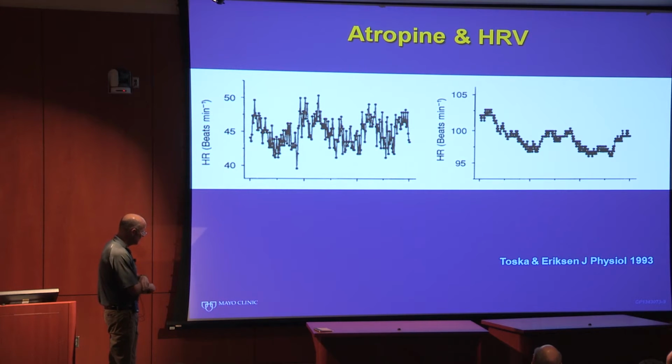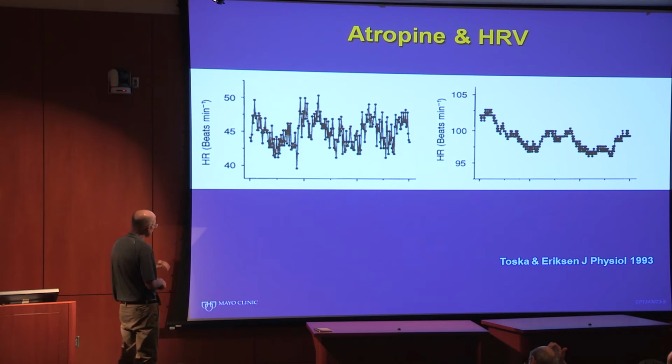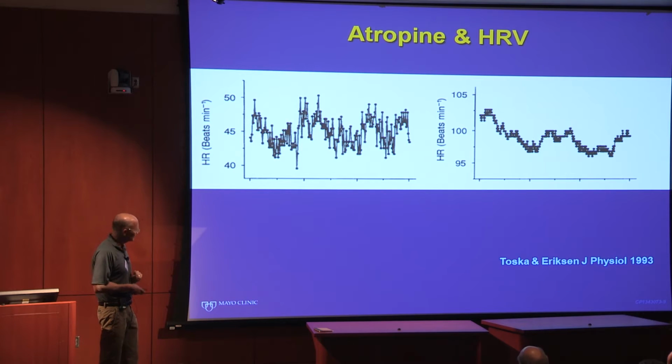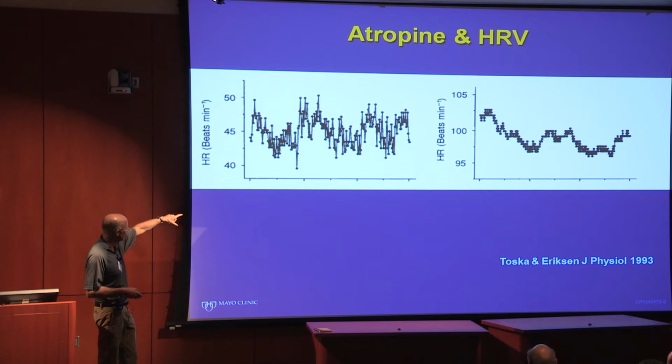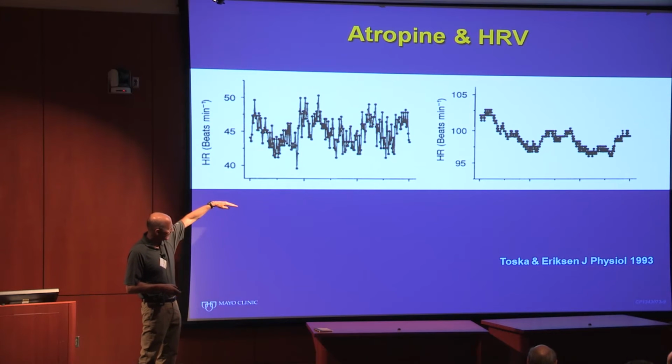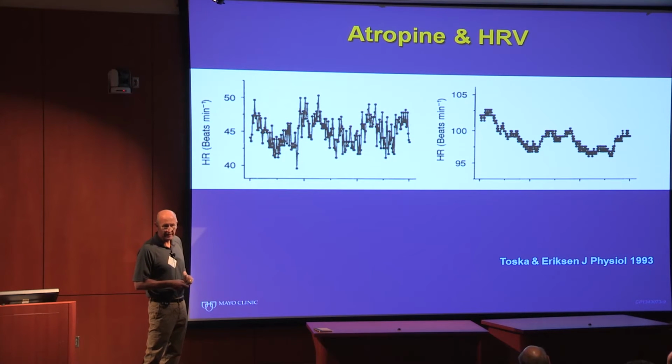About the same time, Karantoska and Erickson did a nice little study in the J-Physiol, and this is heart rate instead of R-R interval, and what happens when you give atropine. Heart rate in this particular person went from about 45, maybe as high as 50, but you can see the beat-to-beat variability here. Some beats instantaneously were as low as 40, some as high as 50. You can see that heart rate went to 100, and that the heart rate variability went way, way down with atropine.